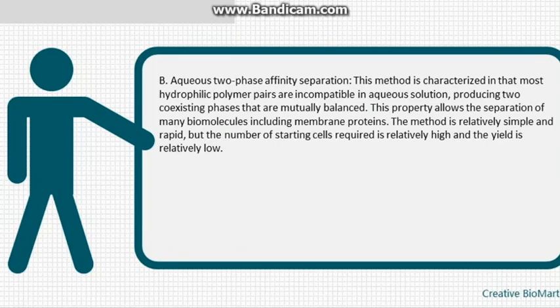B. Aqueous two-phase affinity separation. This method is characterized in that most hydrophilic polymer pairs are incompatible in aqueous solution, producing two coexisting phases that are mutually balanced. This property allows the separation of many biomolecules including membrane proteins. The method is relatively simple and rapid, but the number of starting cells required is relatively high and the yield is relatively low.